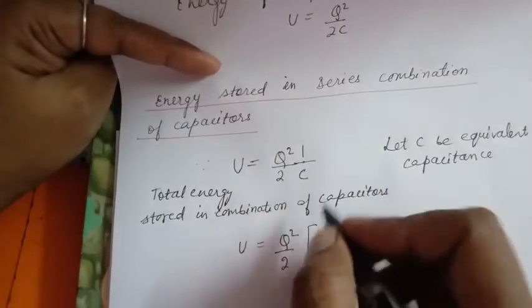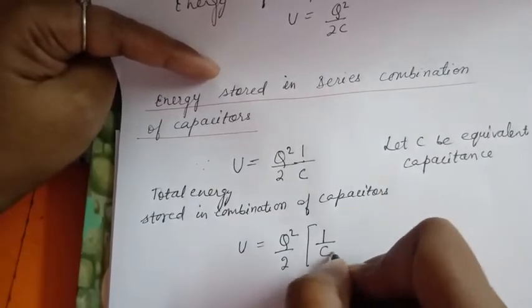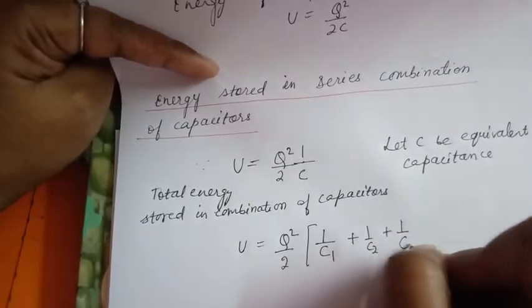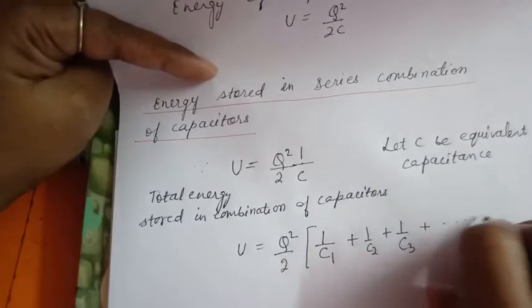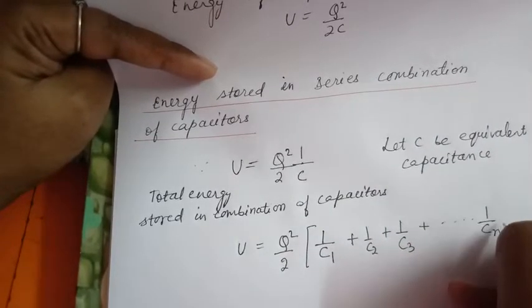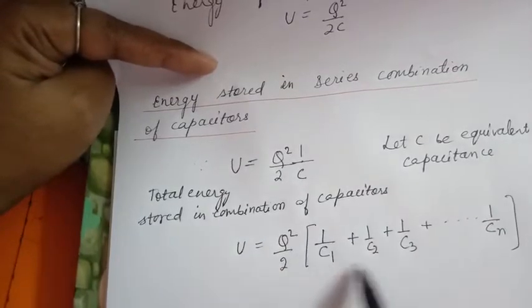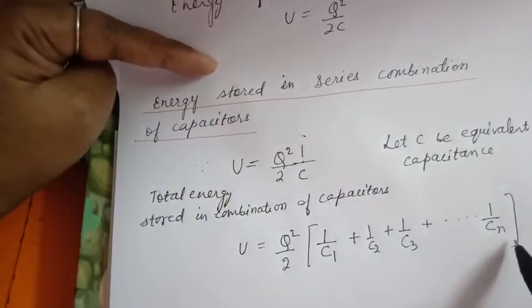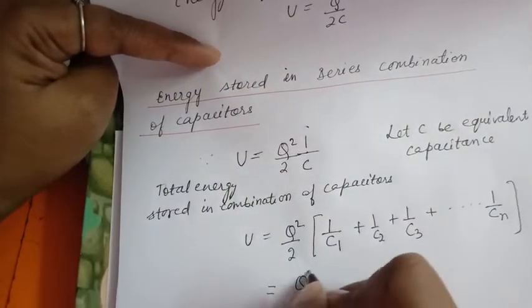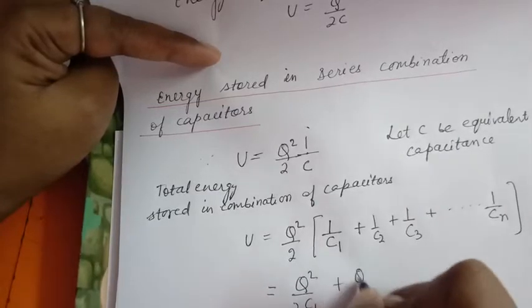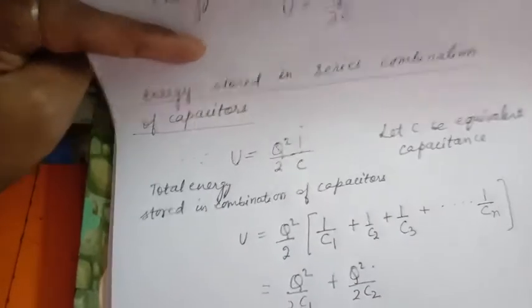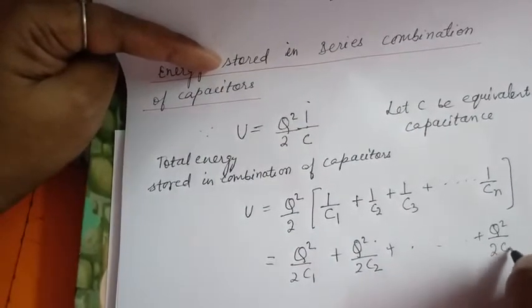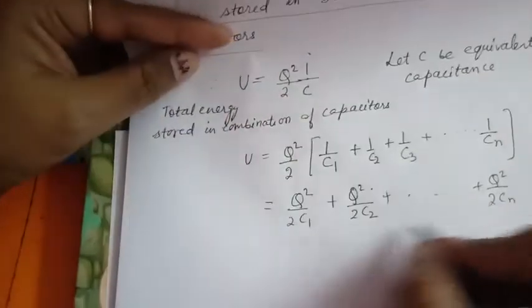Now, instead of 1 upon C, if there are n capacitors having capacitances C1, C2 and C3, we can write like this also, because we know for series combination the equivalent capacitance is given by 1 upon C1 plus 1 upon C2 plus so on. Instead of 1 upon C, I have placed it over here. So this is again Q square upon 2C1 plus Q square upon 2C2, and we can simply write plus Q square upon 2Cn.